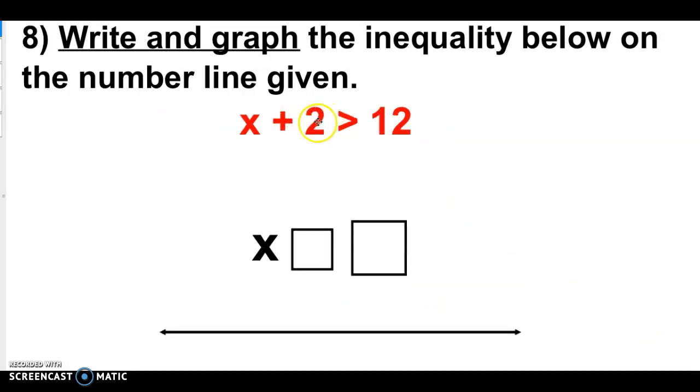Okay, I'd like you to solve this algebraically. Remember, we're going to write and graph this inequality below on the number line. You're going to pretend that this is an equal sign.